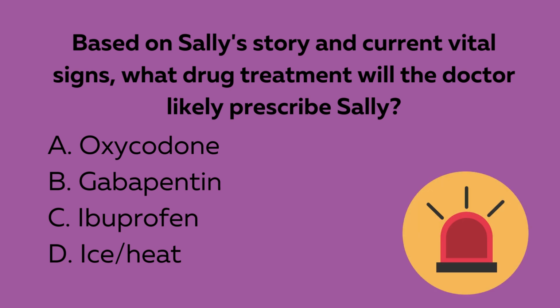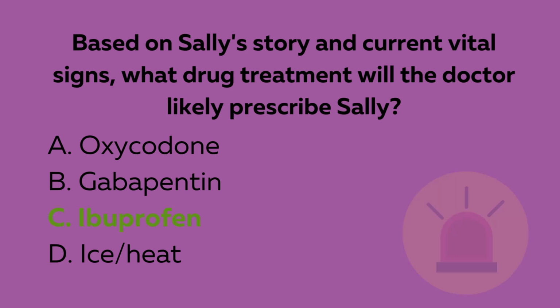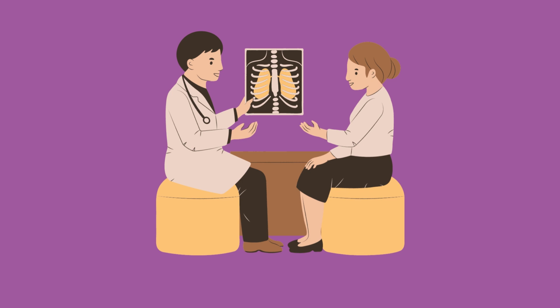Remember the situation with Sally? Based on Sally's story and current vital signs, what drug treatment will the doctor likely prescribe Sally? Is the answer A, oxycodone, B, gabapentin, C, ibuprofen, or D, ice or heat? If you said C, you are correct. Since Sally's pain is mild, a 3 out of 10, and her vital signs are not anything crazy, and her facial expression is positive, the doctor will likely prescribe ibuprofen for a few days to help with the inflammation and pain Sally is experiencing after the seatbelt hit her ribs during that fender bender.